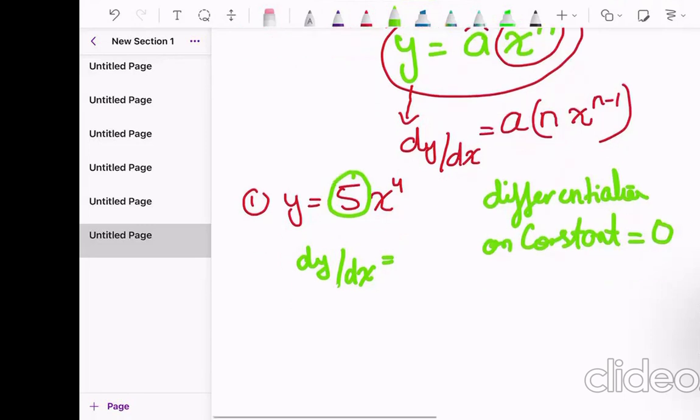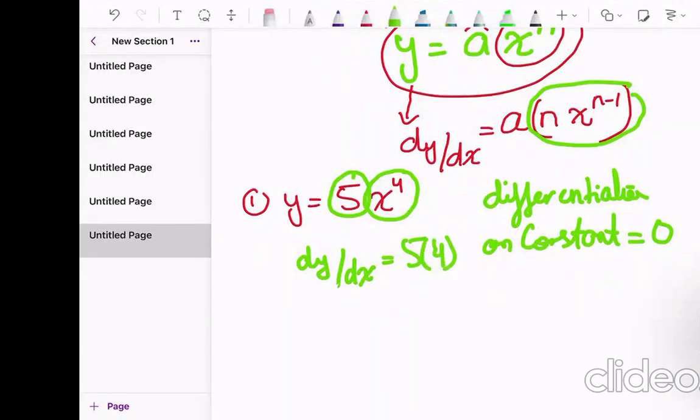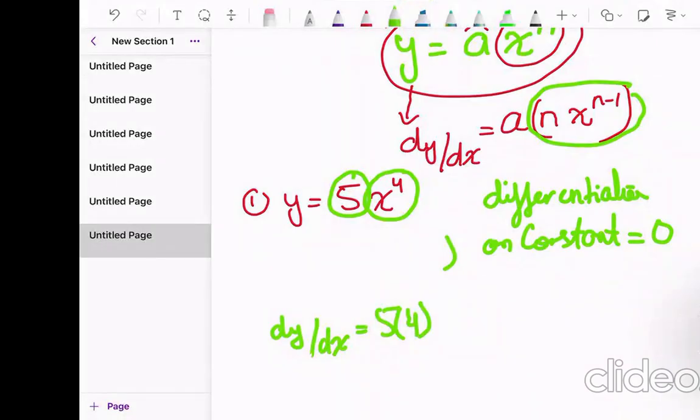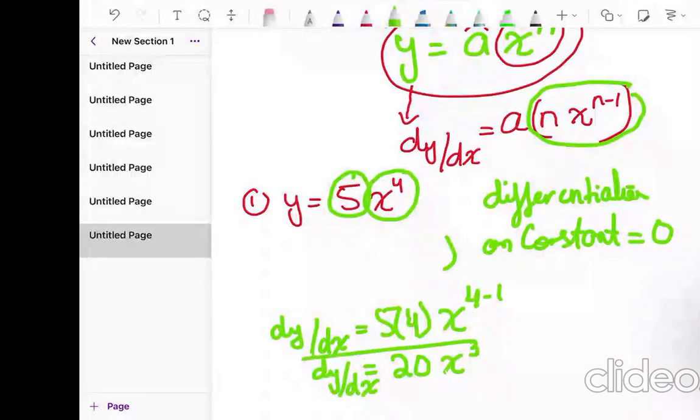Okay. Now 5 will remain 5. I will apply differentiation on x raised to the power 4. What I told you, the power will become the coefficient. The power is 4, it will become 4 here. And for the power, we just subtract 1. So 5 times 4 is 20. Now x raised to the power 3, 4 minus 1 is 3. So the final answer will be dy upon dx is 20x cube.